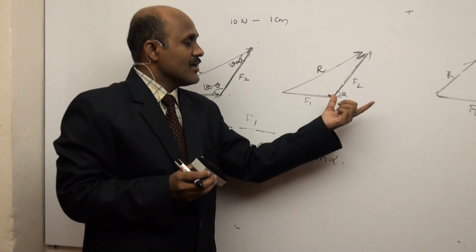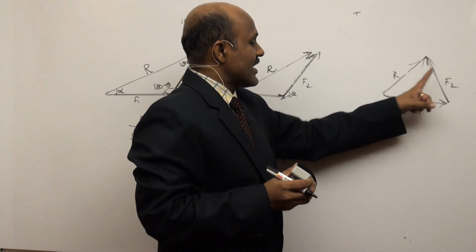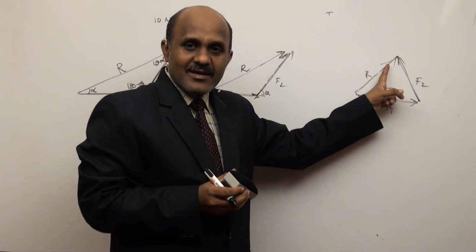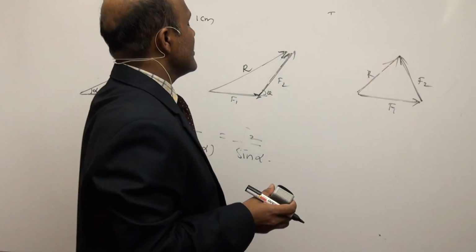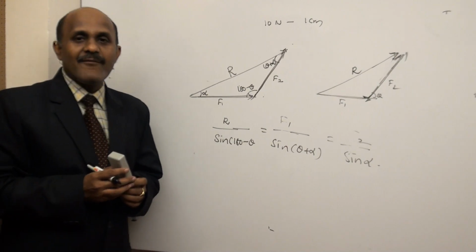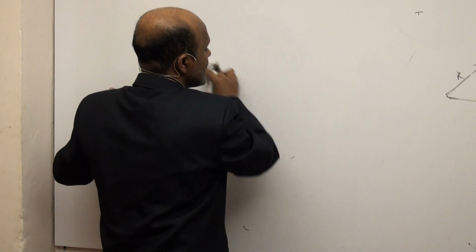So this is the triangle law of forces. Two forces are acting at a point. These two are adjacent sides of a triangle. So the closing side of a triangle represents the resultant of these two forces. So this is the triangle law of forces. So the next one is the polygon law of forces.